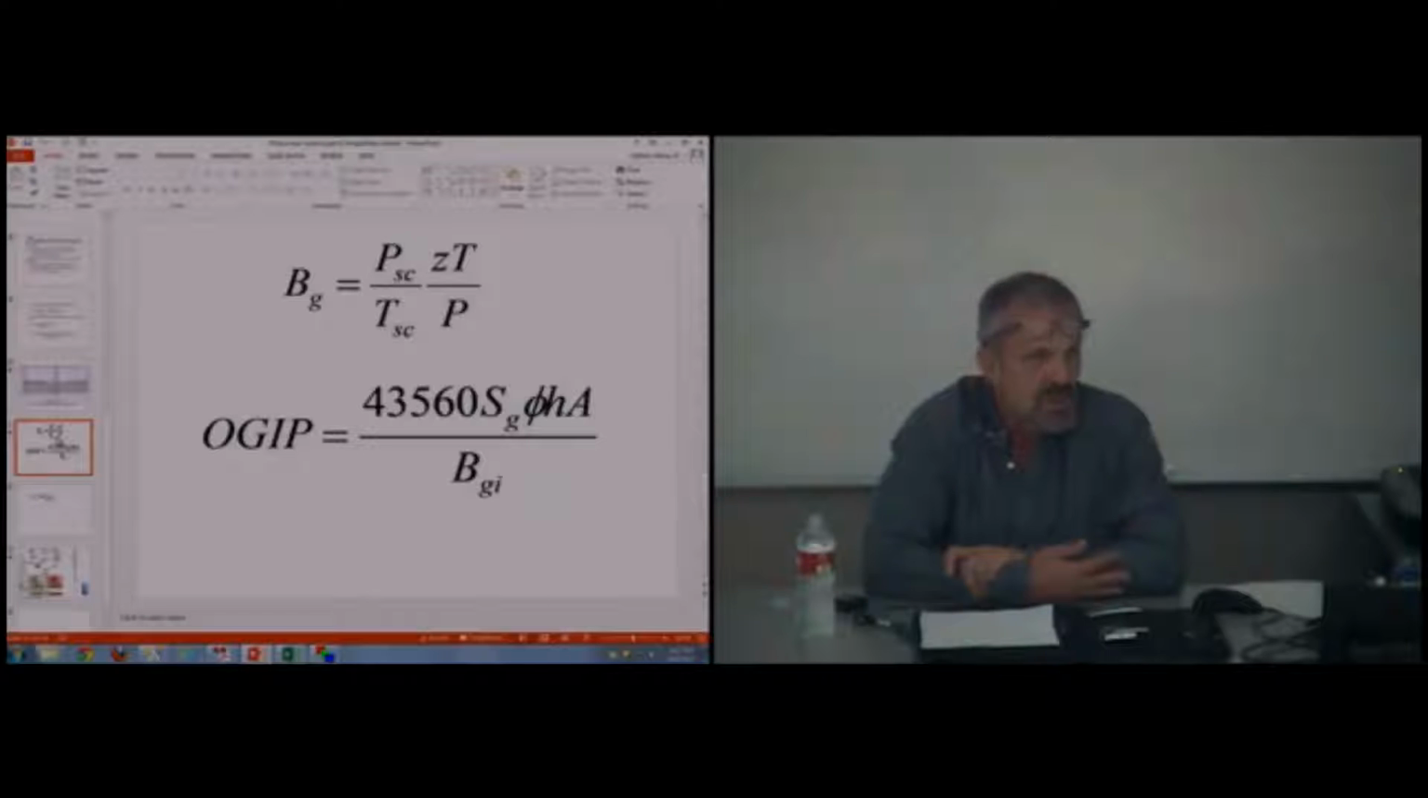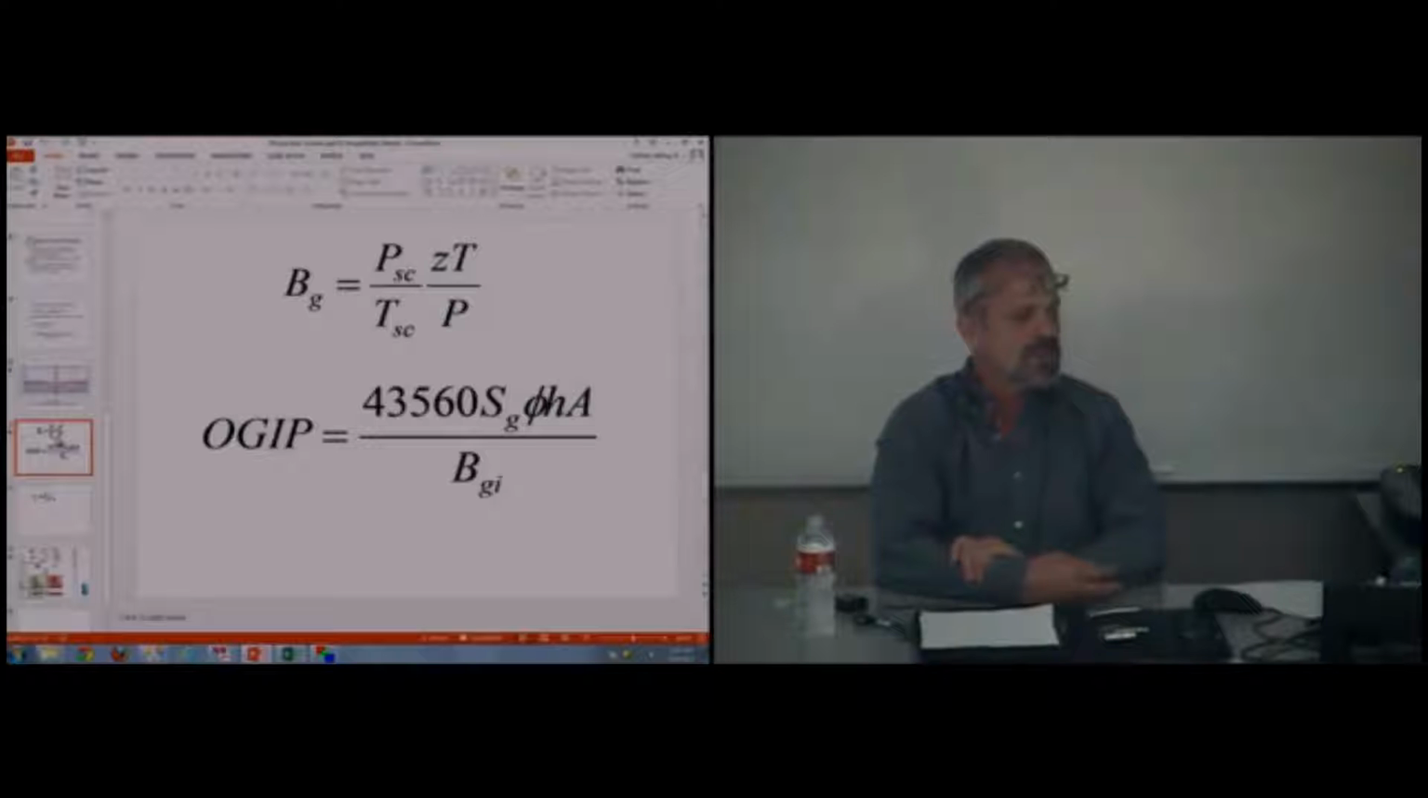Other terms we're going to use tonight for the rest of the chapter is S sub G. Who can tell me what that is? Original gas in place. Huh? No, the original gas in place is OGIP. The G. What's S sub G? Saturation. Gas saturation. So, I realize we got some other disciplines in here.